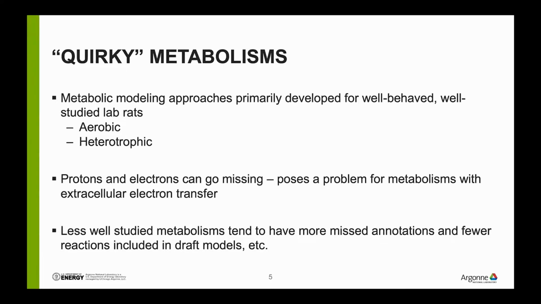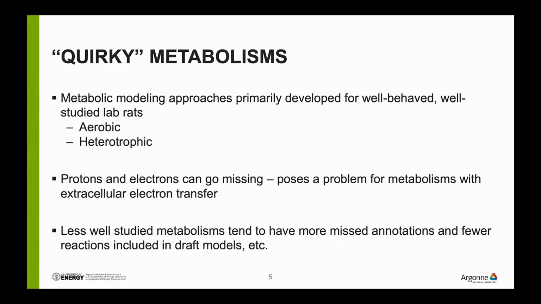Then we use those as the basis of making the annotations that tell us which reactions to put into the metabolic models. Most of these transformations are based off of the carbons and the atoms in the system. They're not based off of the protons and the electrons, which can sometimes go missing. I'm sure you've noticed that you don't actually specify a pH in the conditions when you're looking at these metabolic models. For that reason, some protons and electrons can get mixed up a little bit, and that poses a problem for metabolisms that really rely on extracellular electron transfer.